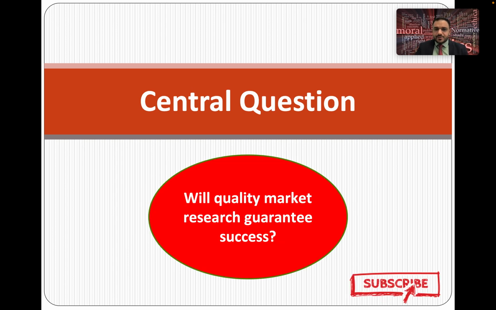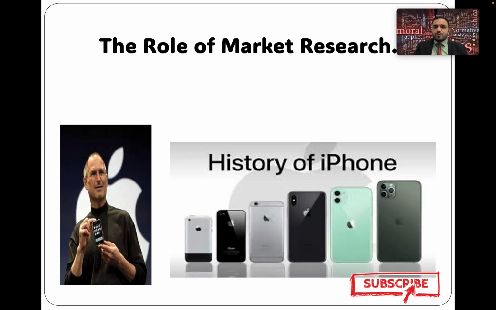The central question of the chapter is, for example, will quality market research guarantee success? For example, you have done market research, you feel this is very good, perfect research I have made. Still, do you think that after that my success is 100% sure? No, 100% is never there. Maybe 99%, 90%, 80%, your market research is perfect, and it can assure you that your product or your business is going to be successful in the market. So 100% is never guaranteed.